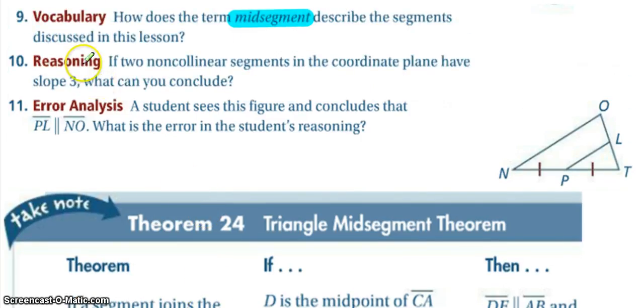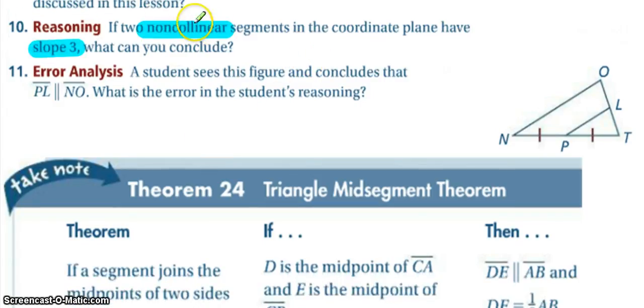So number 10, if two non-collinear segments in the coordinate plane have a slope of 3, what can we conclude? Since we know that they're non-collinear, they are not sharing the same line, but they do share the same slope. So two lines that share the same slope are parallel.